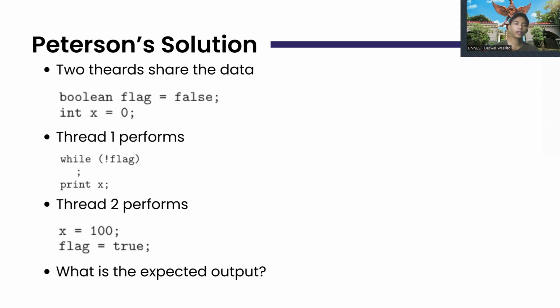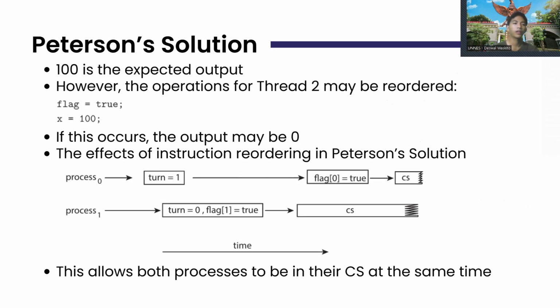Two threads share the data, and then thread 1 performs, thread 2 performs. What is the expected output? Okay, the 100 is the expected output. However, the operation for thread 2 may be reordered. If this occurs, the output may be 0. The effect of instruction reordering in Peterson's solution: this allows both processes to be in their critical section at the same time.